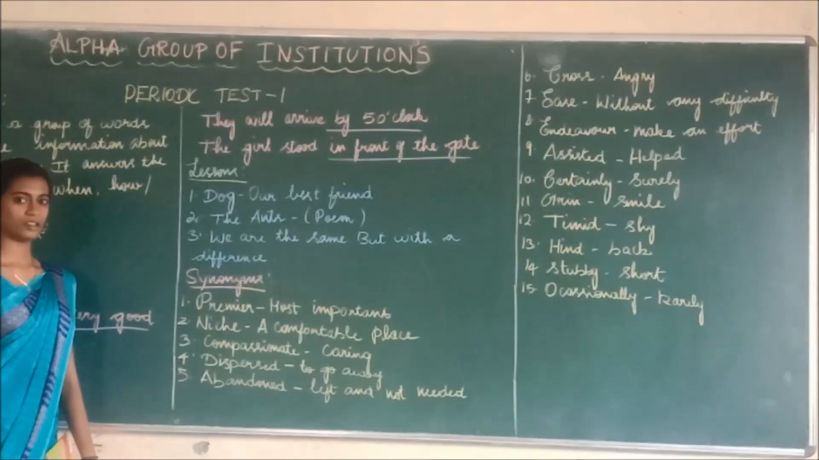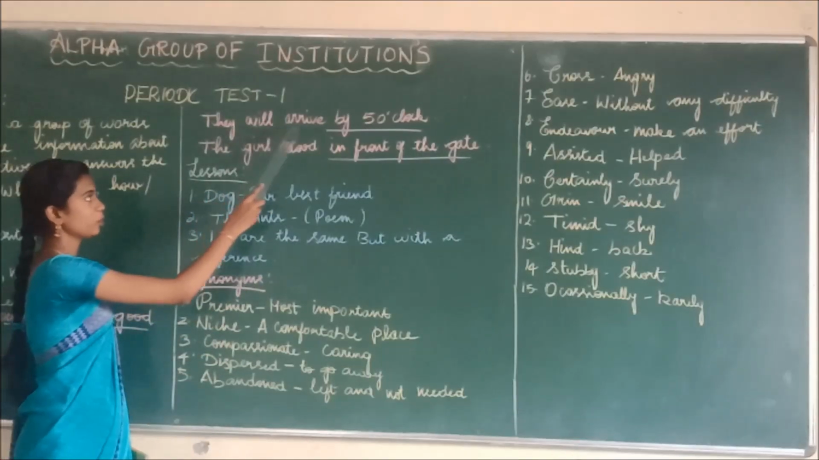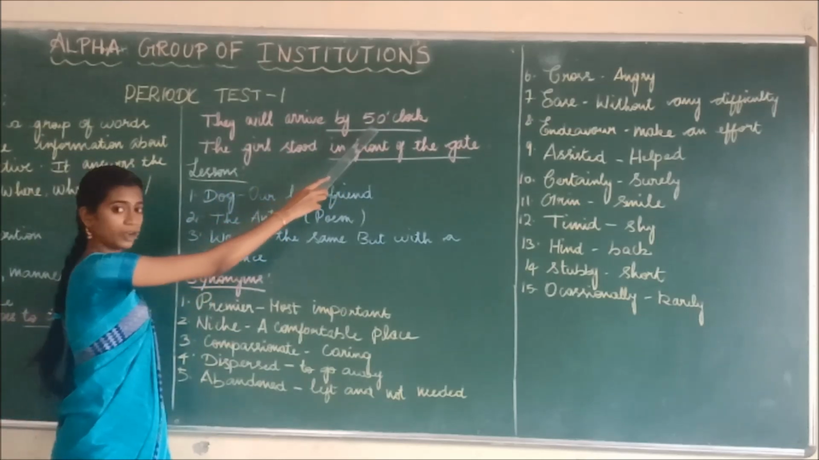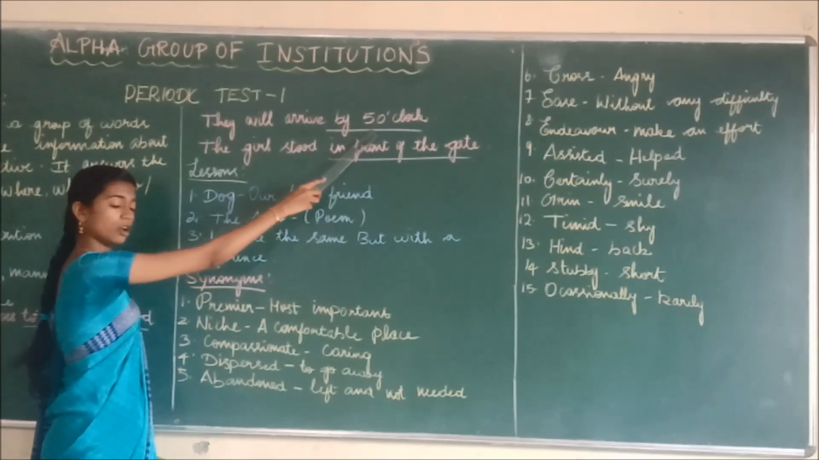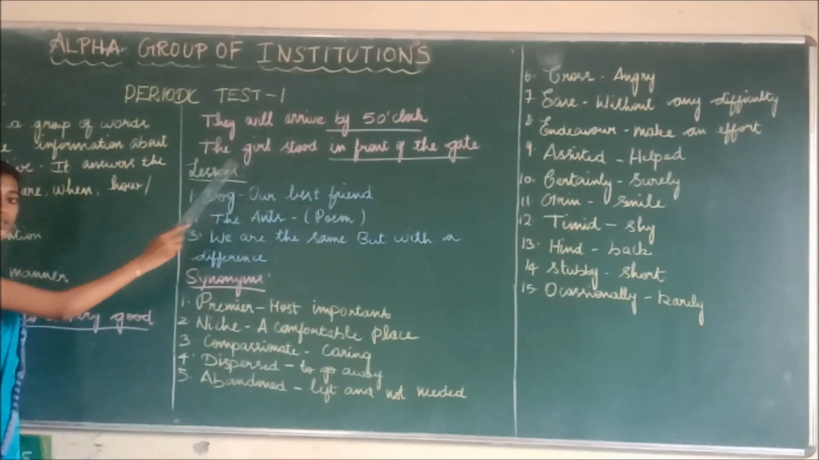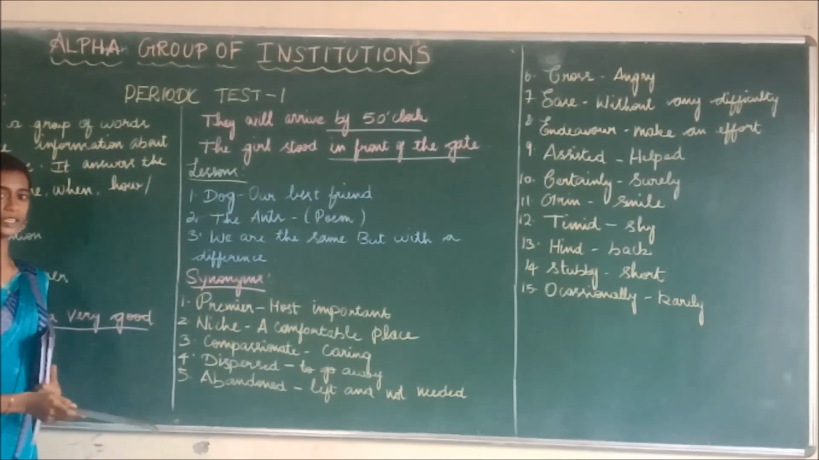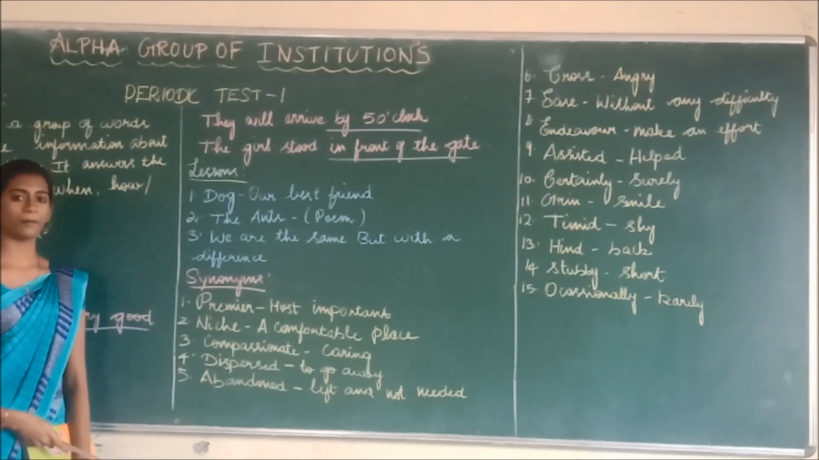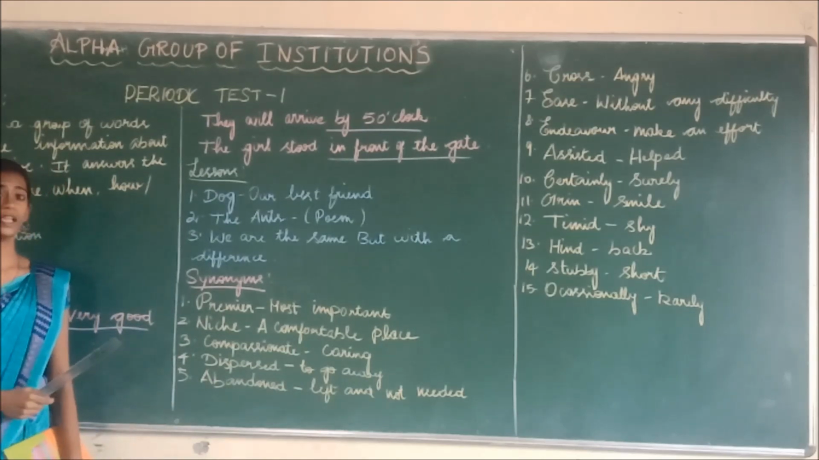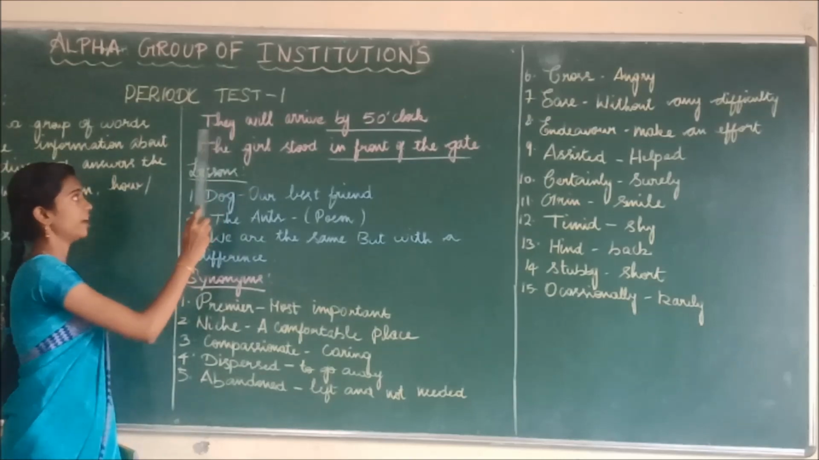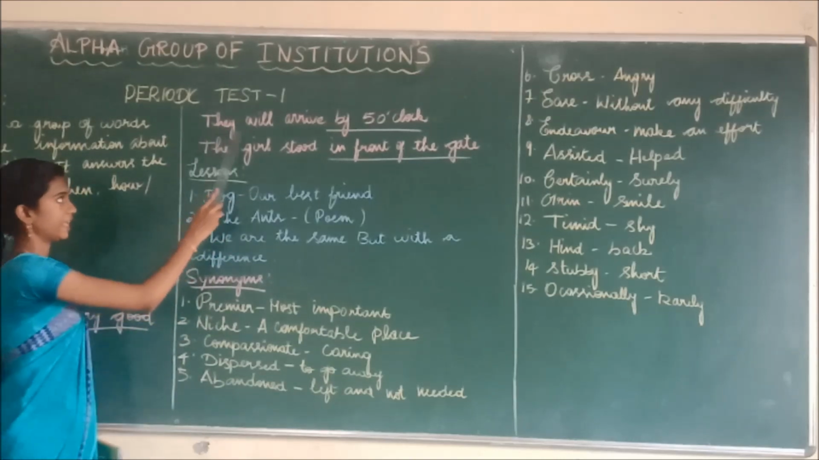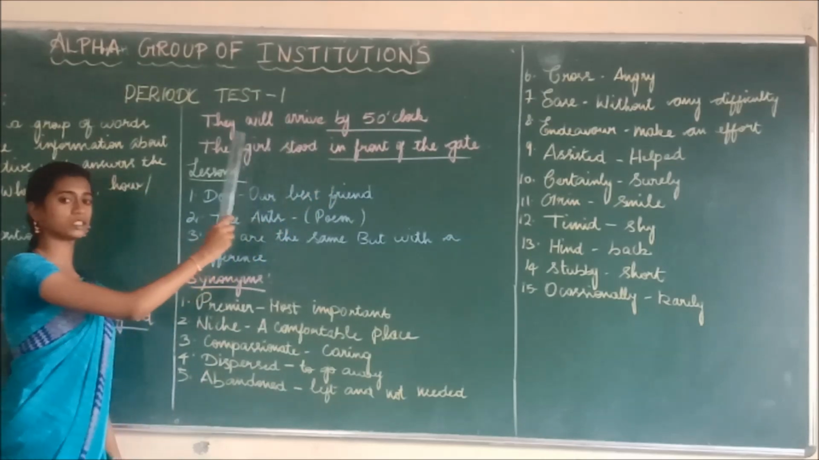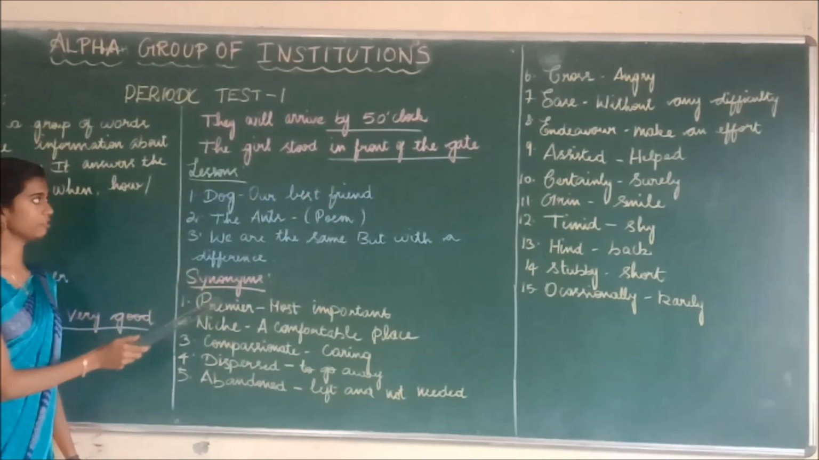Okay. Next example. They will arrive by 5 o'clock. So this 5 o'clock refers to what? It refers to the time. If time comes, what question word will you apply? You will apply when. So when will they arrive? By 5 o'clock. So it answers the question when. So it is known as the adverbial phrase.